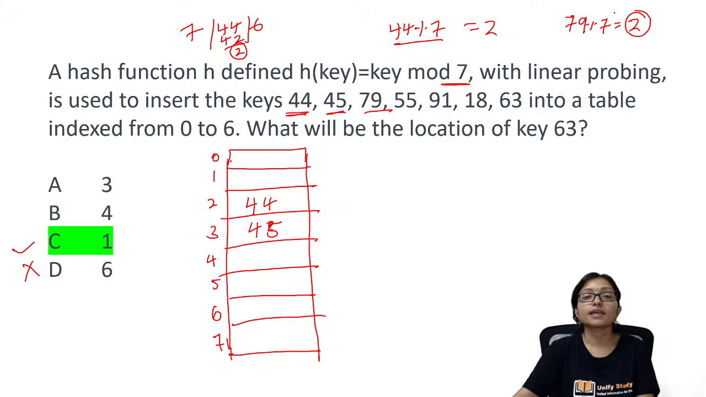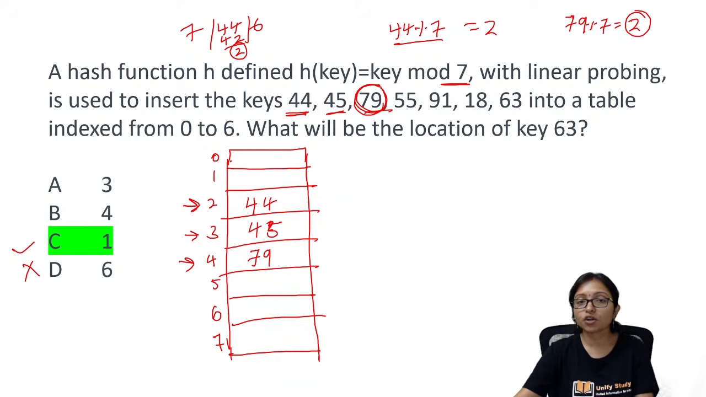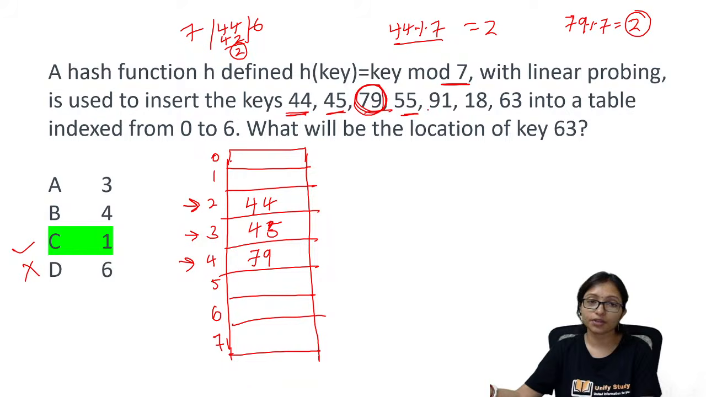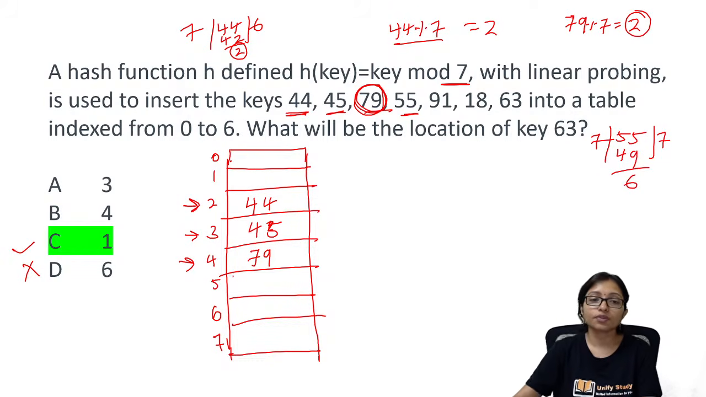Now you can see that it is already blocked. So where will 79 go? 79 will be here. Here one collision occurs. That's why 79 is here. 55, where to place 55? 7 7s are 49. If you divide 55, 7 7s is 49, 6 is the remainder. So 55 will be placed at index 6.